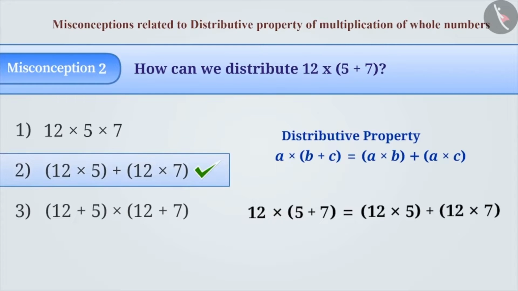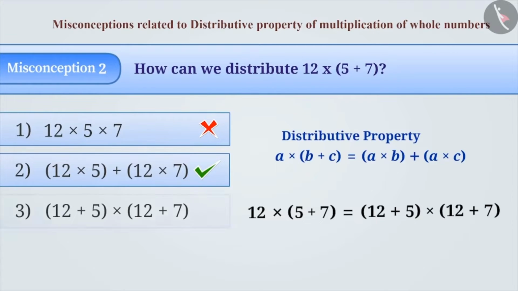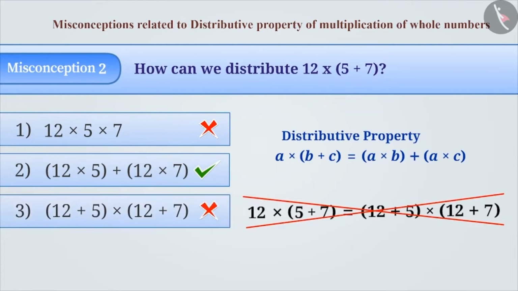Due to confusion in understanding the distributive property, sometimes the number outside the brackets is simply multiplied with the numbers inside the bracket. This is an incorrect way. Similarly, while distributing multiplication over addition, plus sign is written between the numbers inside the bracket, and the multiplication sign is written outside the brackets. This is also incorrect.